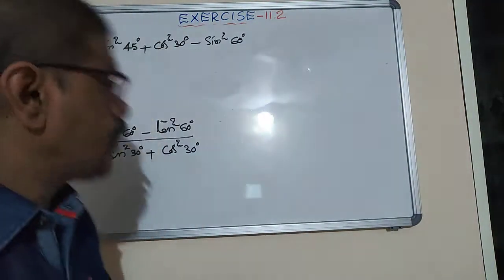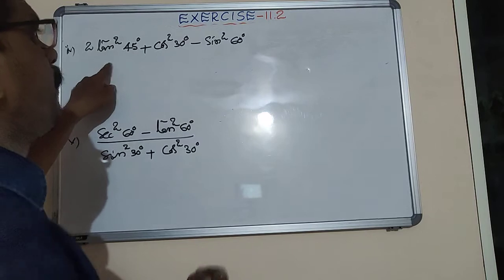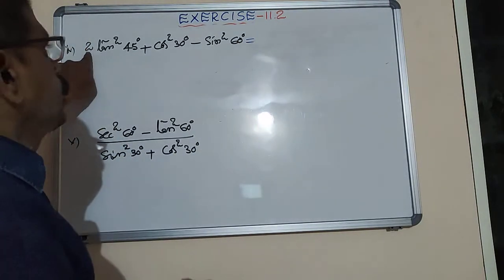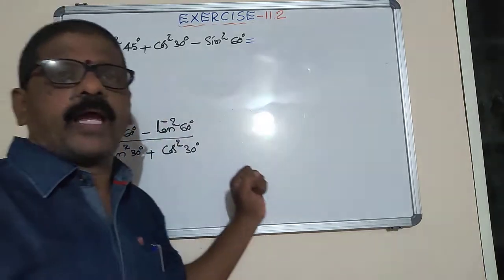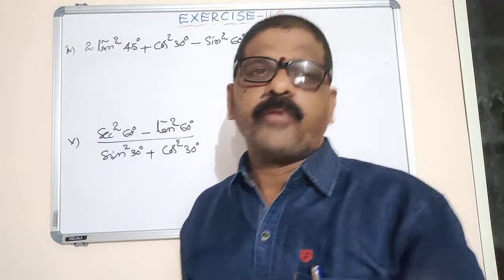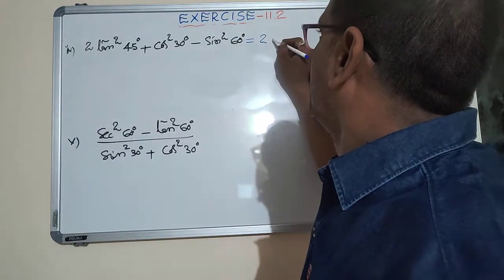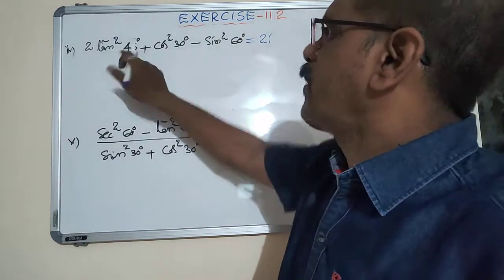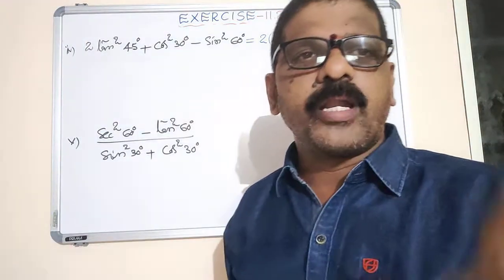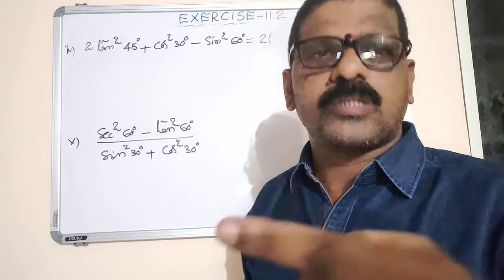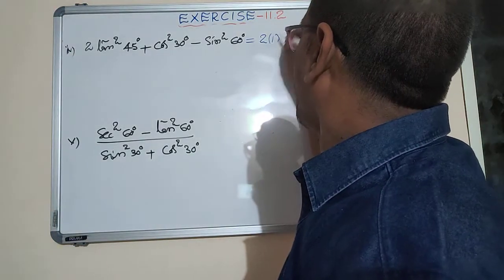Okay. Now we are going to the first question. That is equal to 2 into tan square 45. That means we can write 2 into, tan 45 value is 1. Tan square 45 can be written as 1 square. Now 1 square.